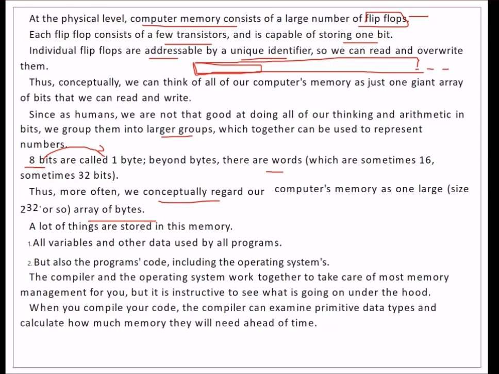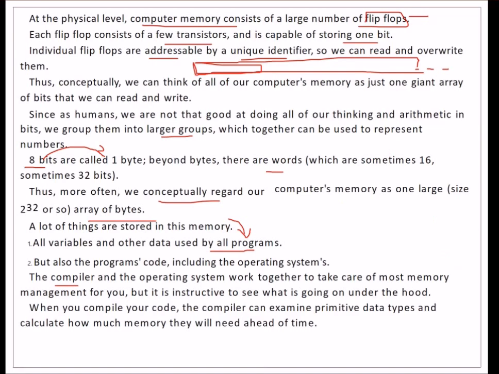For example, say 2 to the power 32. Memory can contain various things. All variables and other data used by all programs will be contained in your memory, also the program code, including the operating system, the OS. The compiler of your programming language and the operating system work together to take care of this memory management. But it's important to learn them to understand what is going on beyond what is seen, though the operating system takes care of it.